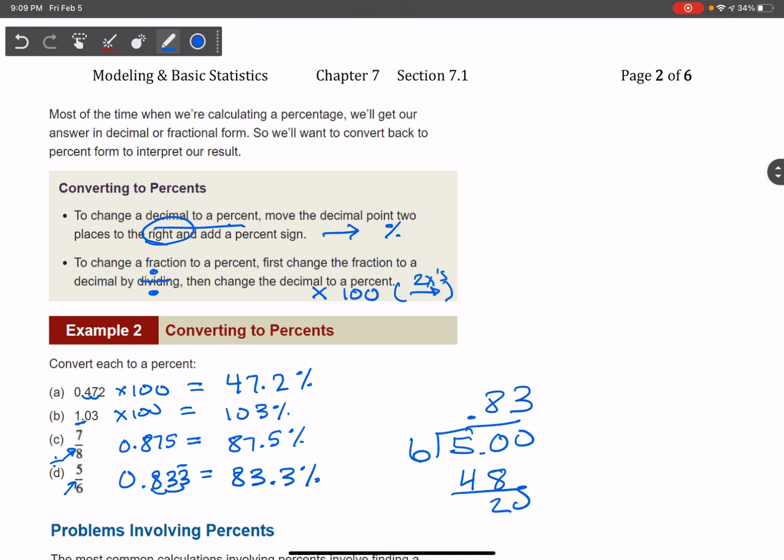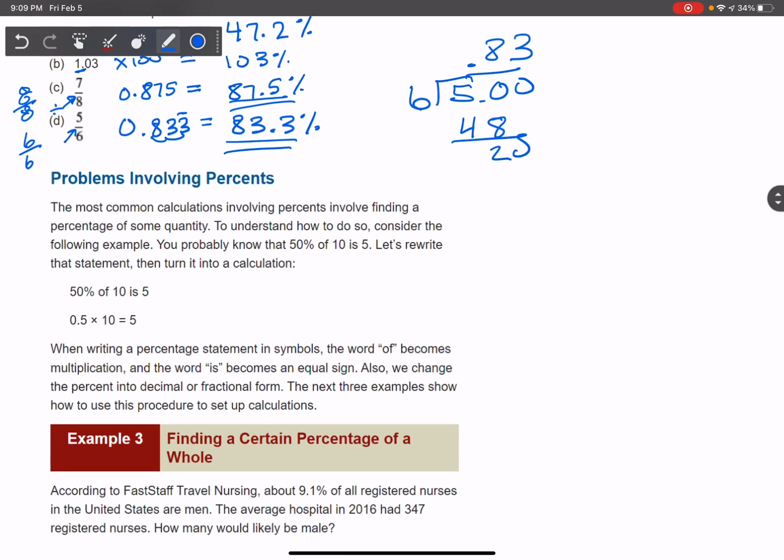Okay. And then you always want to look at your percents and say, do these numbers make sense? Well, 5/6, 6/6 is a whole, which will be 100%. So yes, it's about 80%. Same thing, 7/8 is close to 8/8, which is a whole. So that should be in the 80s too. So always check and make sure your percentages make sense.